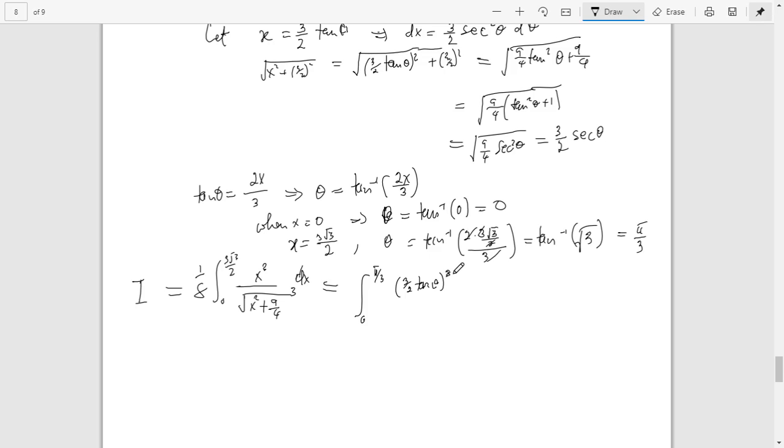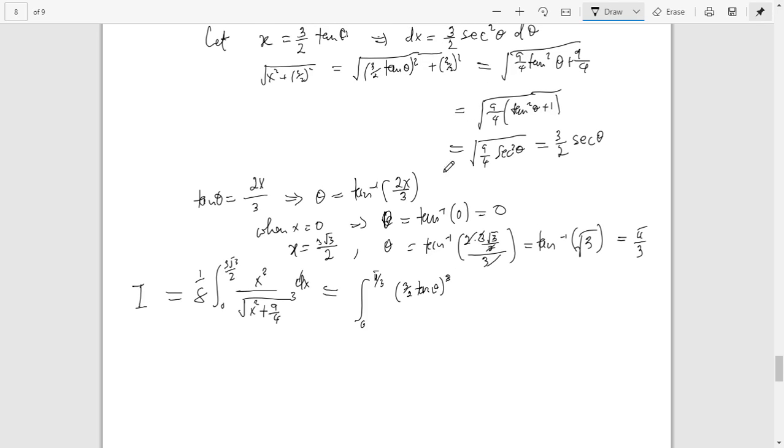My dx was 3 over 2 secant squared theta d theta, so I have 3 over 2 secant squared of theta d theta. Everything here is going to be divided by what we have below, which is this radical sign cubed. The radical expression simplifies to this, so we are just going to have 3 over 2 sec theta all to the power of 3.